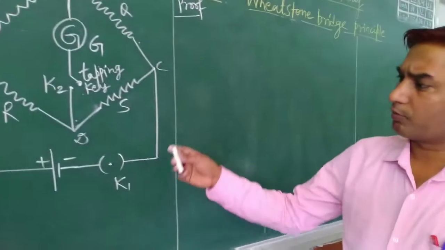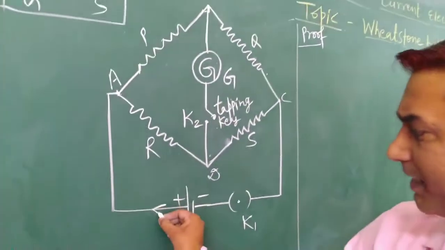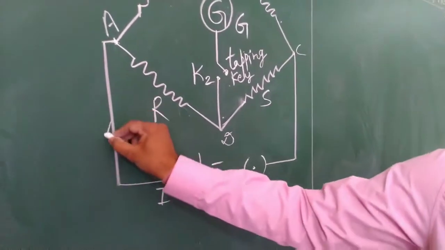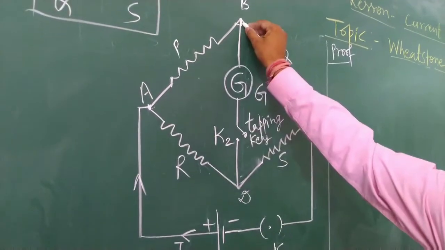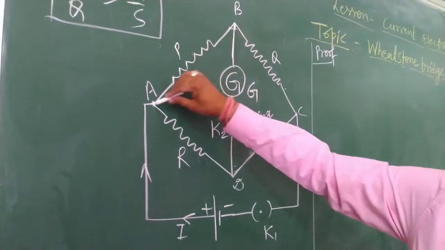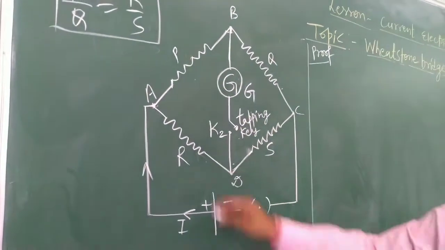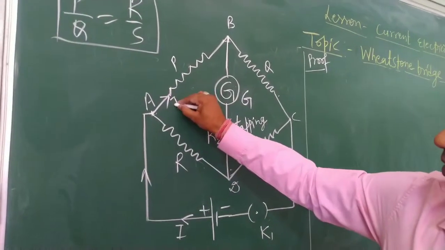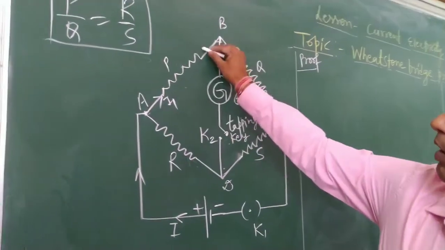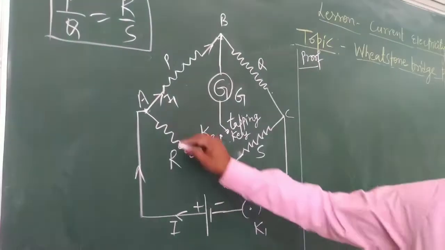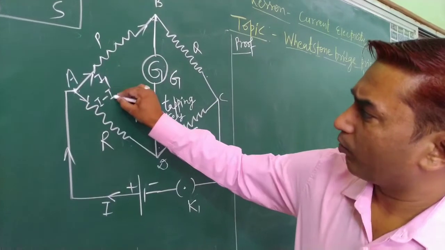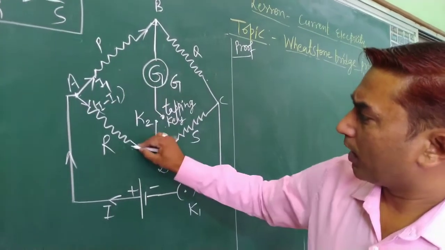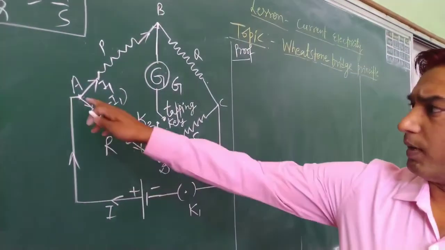First of all, using Kirchhoff's first law, if the cell sends a current I, then this current reaches point A. At point A there are two paths, one along AB and the other along AD. If current I1 flows along AB, then the remaining current as per Kirchhoff's first law, which is I minus I1, flows through R along path AD.